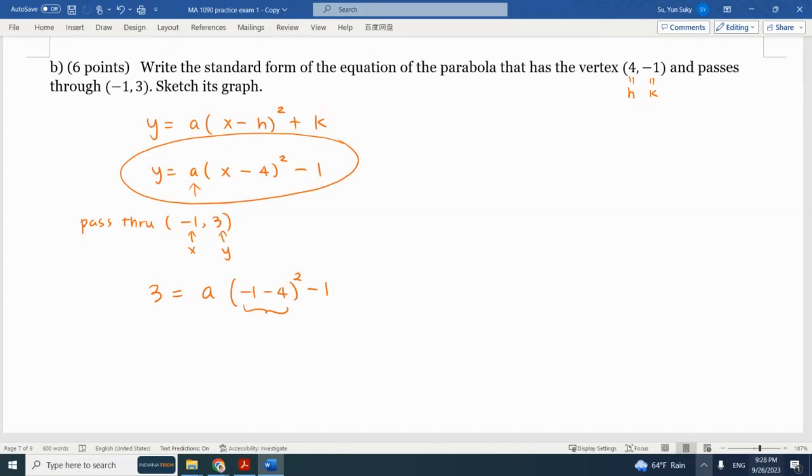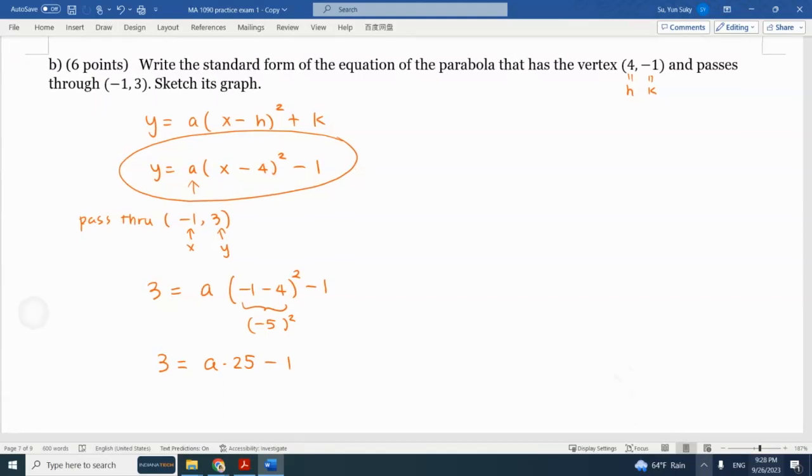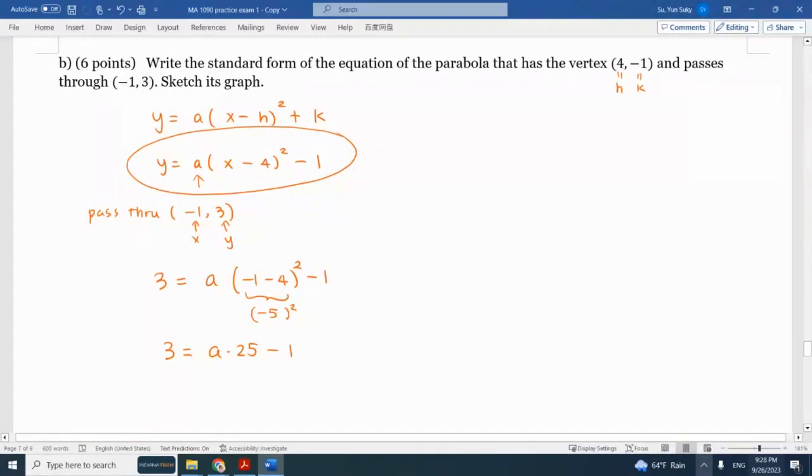Don't use the complete square rule, (a minus b) squared is a squared minus 2ab plus b squared. Don't use that. -1 minus 4 is -5. Just evaluate, calculate it from the inside to the outside. -5 squared becomes 25, and then you subtract 1. Is that okay, everybody? Calculate it: -5 in parentheses squared becomes positive 25.